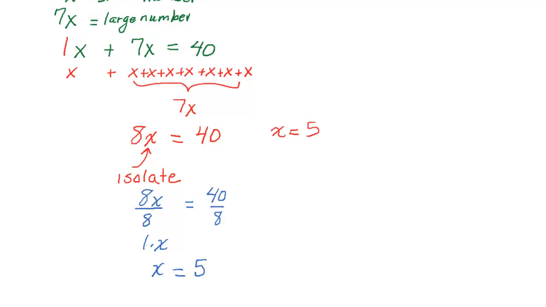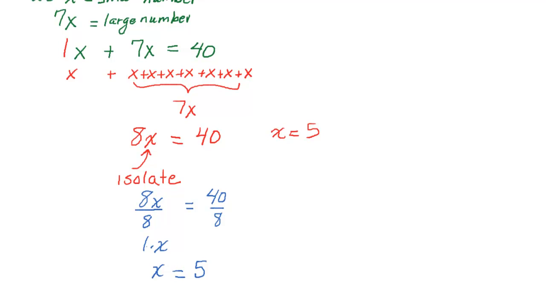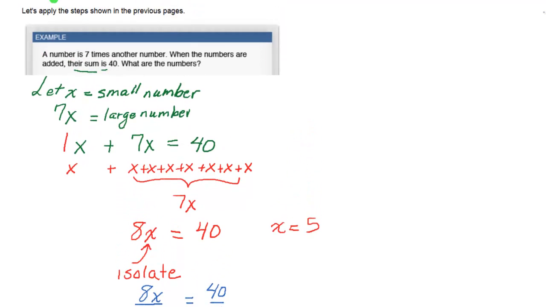Now, what did you just find? You always want to go back and reread your problem and ask, what did I just find? Well, remember up here you said x is the small number, so you just found the small number. So then, since they're asking us for both numbers here, to find the next number, we have to take x, which is 5, and multiply times 7. So 7x is 7 times 5. You substitute, and 7 times 5 is 35. So your two numbers are 5 and 35.